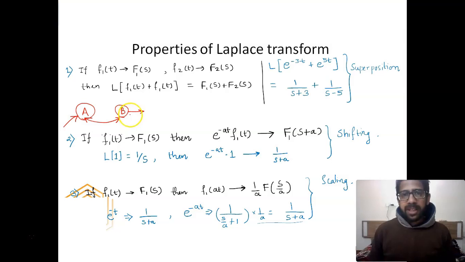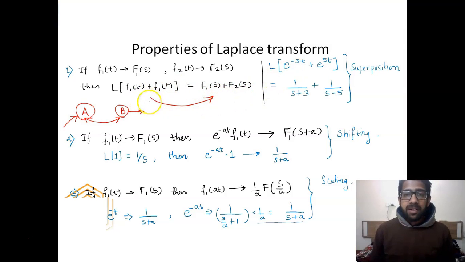So the very first property is the superposition property. According to this property, if you have function f1 of t whose Laplace transform is given by F1 of s, and function f2 of t whose Laplace transform is capital F2 of s, then the Laplace transform of the addition of these two functions in the time domain gives you the addition of the Laplace transforms in the frequency domain as well. This is a straightforward formula for addition, but this is not true for multiplication.